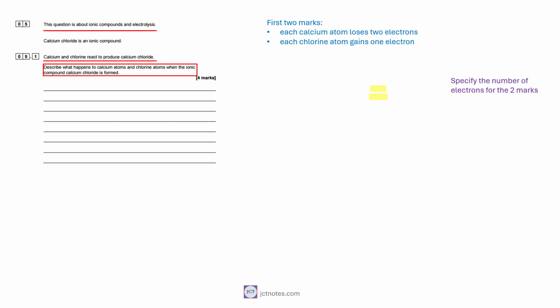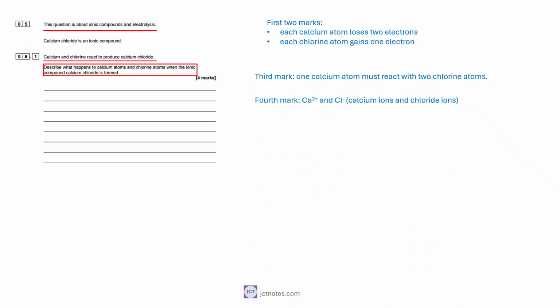For the third mark, you must explain the ratio of the atoms reacting. Because calcium loses 2 electrons, but a chlorine atom can only take 1, 1 calcium atom must react with 2 chlorine atoms. For your fourth and final mark, describe what is formed as a result. You must explicitly state that this forms calcium ions and chloride ions. So, a 4 mark answer could be: each calcium atom loses 2 electrons, and each chlorine atom gains 1 electron. This means 1 calcium atom reacts with 2 chlorine atoms, forming Ca2+ ions and Cl- ions, which both have full outer shells.